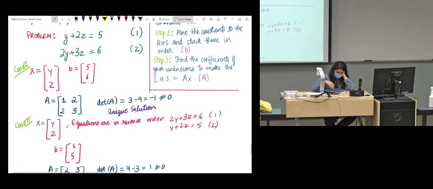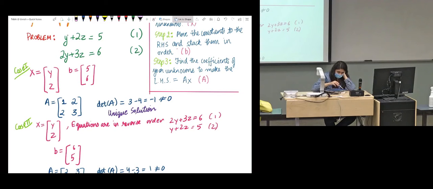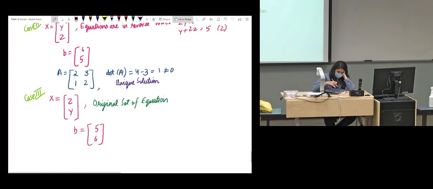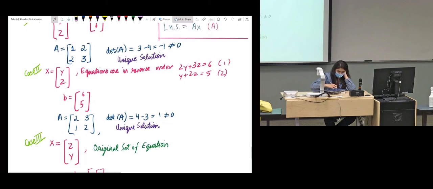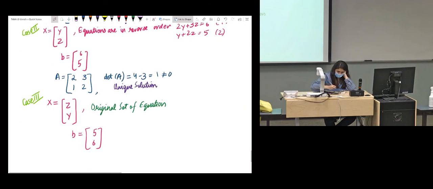Then you want to get the coefficient of y and z from the first equation, which we know is 1 and 2. But because our x is reversed, actually let me write it down. So our equations are y plus 2z is 5 as the first, and 2y plus 3z is 6 as the second.